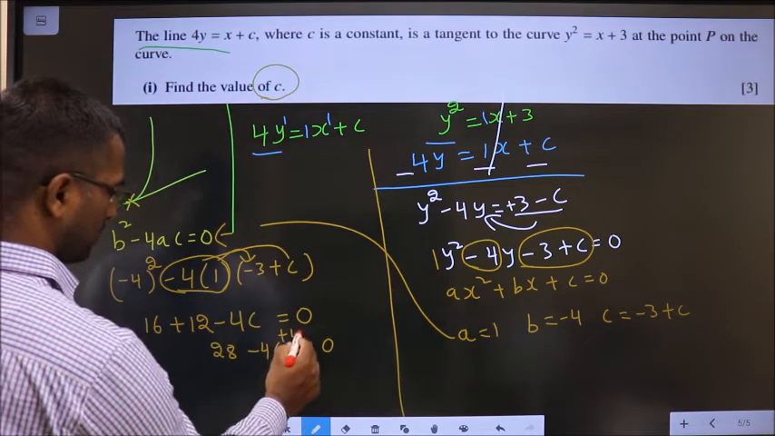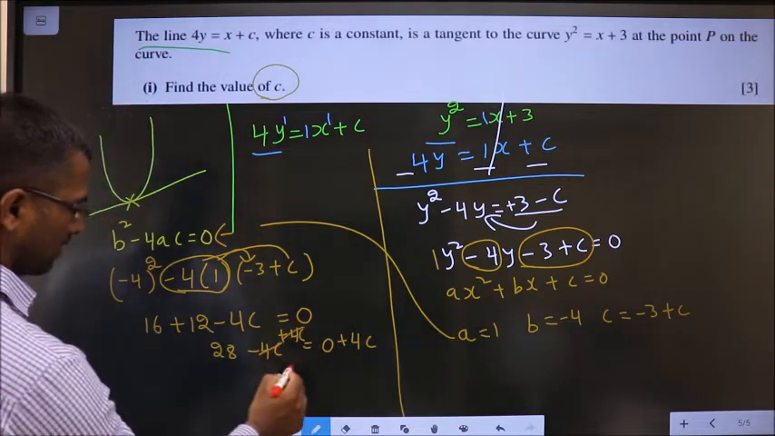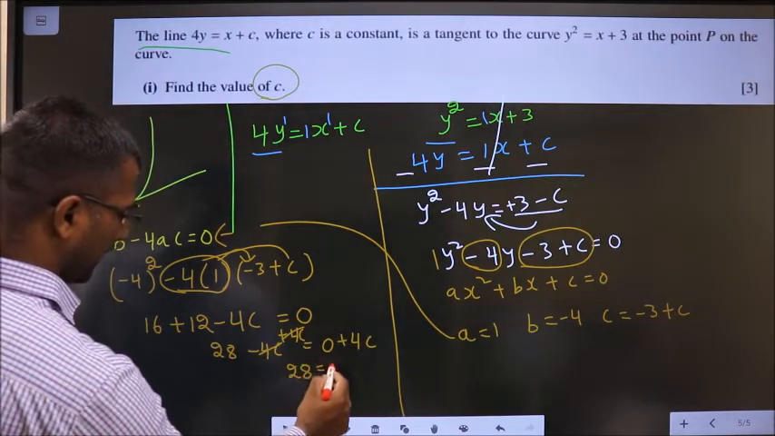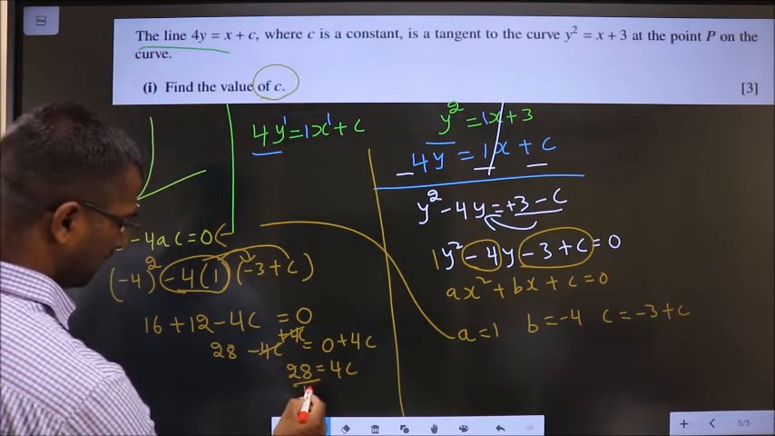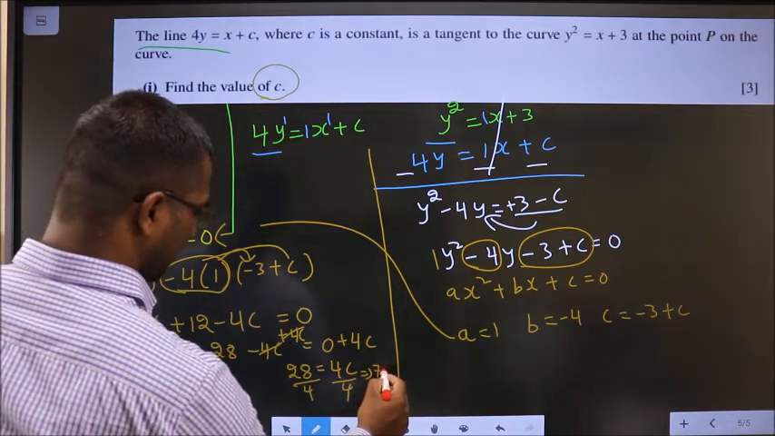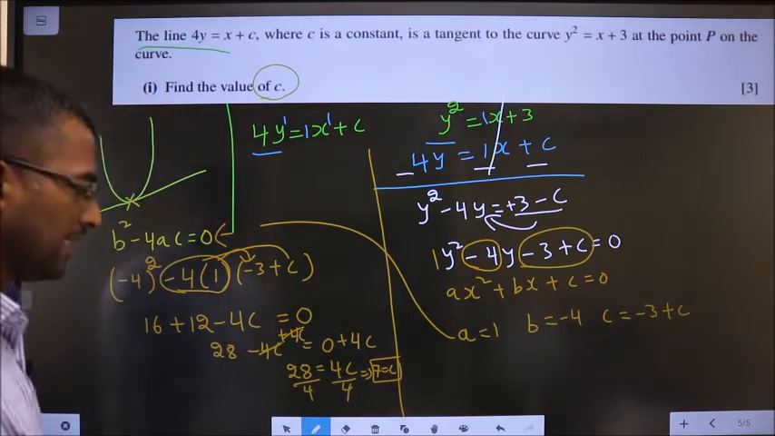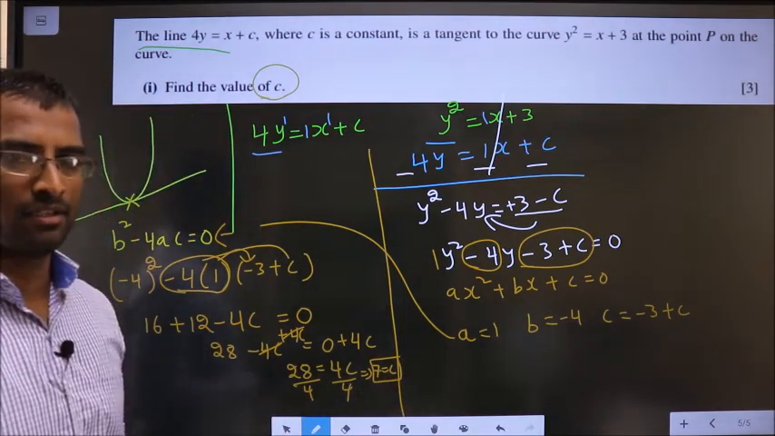Now add 4c on both sides. This cancels out. 28 equal to 4c. Now divide by 4. That implies 7 equal to c. So the value of c that we got is 7.